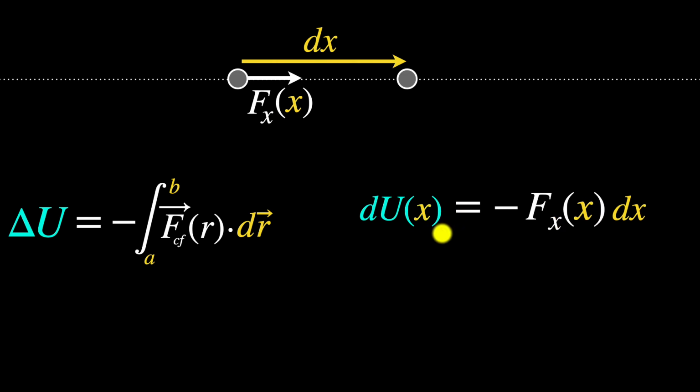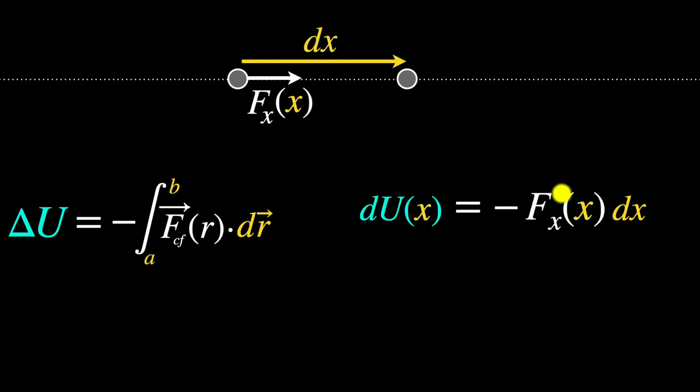Now, if you look at this and this, you can see that they're pretty much the same thing. They're both saying that the change in potential energy equals the negative work done by the conservative force. The difference is, on the right-hand side, we're considering the work done over a tiny infinitesimal displacement. But the left-hand side represents a summation over many such infinitesimal intervals. That summation is what we call an integral.